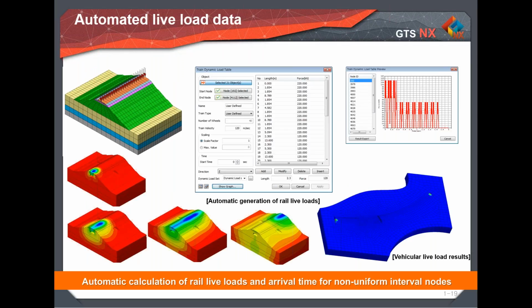Then you have automated live load data. If you have the train dynamic load table, this is a feature where you just input the length of the train and velocity. The program automatically generates a dynamic load for you. So you can study the effect of a high-speed train moving on your embankment. What is the effect of the same can be studied using the automated live load data generator.